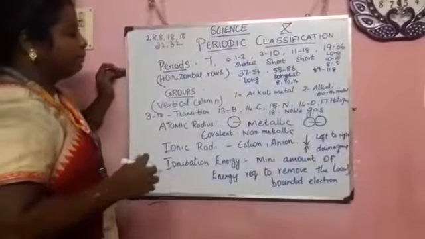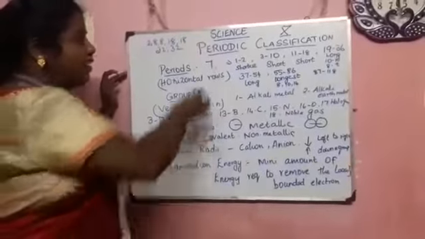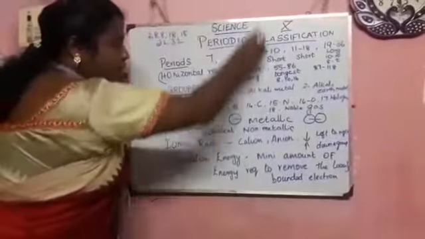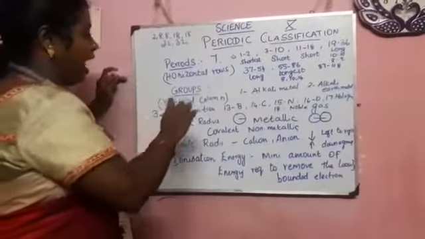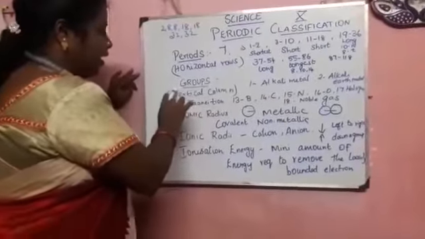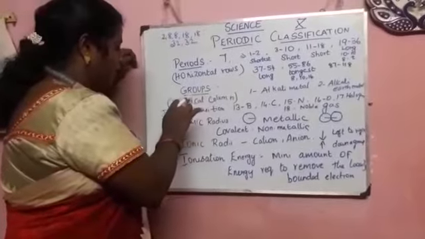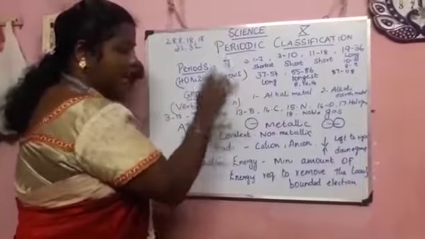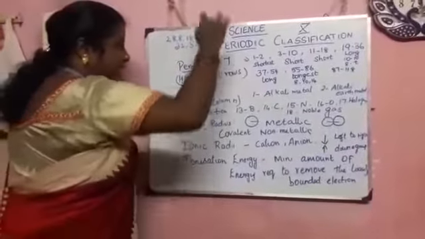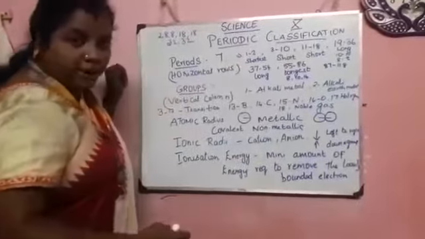Let's see the group. Group means from top to bottom. This will be called a group. Totally, let's see, groups. So first group, it will be first. 18 groups are present. That means 18 columns are present in the periodic table.